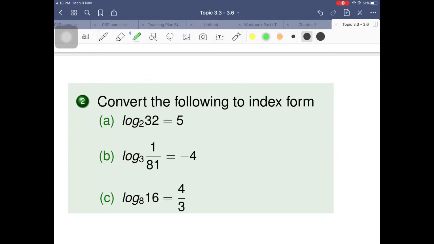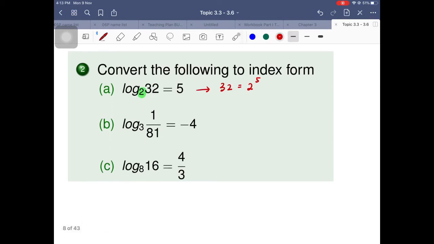Okay, so it's still going to be the same idea. Now my base is going to be 2. I'm going to change it to index form, so I'm going to have 32 equal to 2 raised to the power of 5, which is actually true. If you use your calculator to find 2 to the power of 5, that is indeed going to be 32. And it's going to be the same for b.